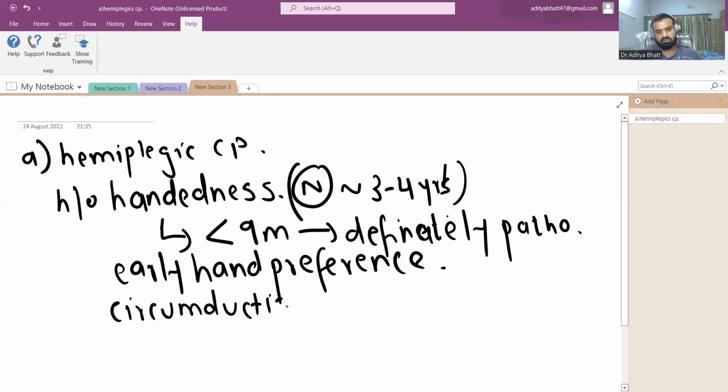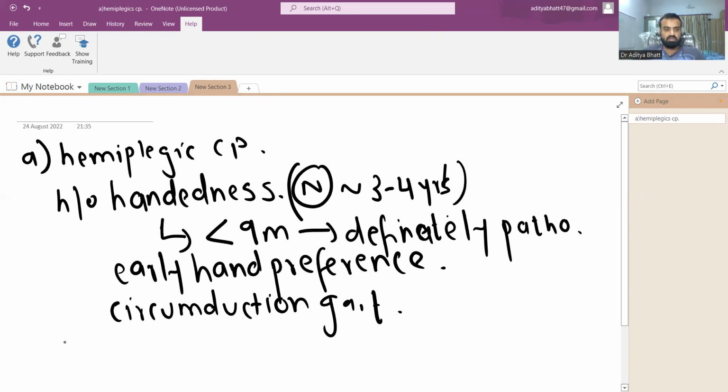Circumduction gait. What is circumduction gait? One leg is here, the other leg is here. So the child will walk like this and the other leg would come like this. Then the one leg would go, then the other would come like this. So this is the circumduction gait.